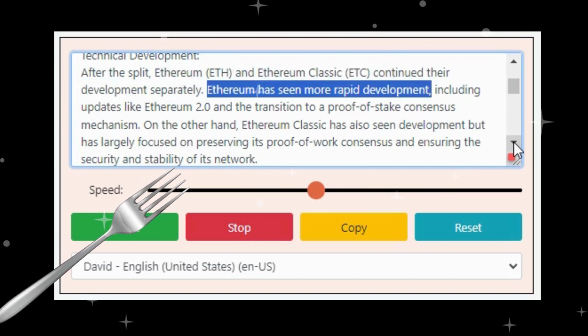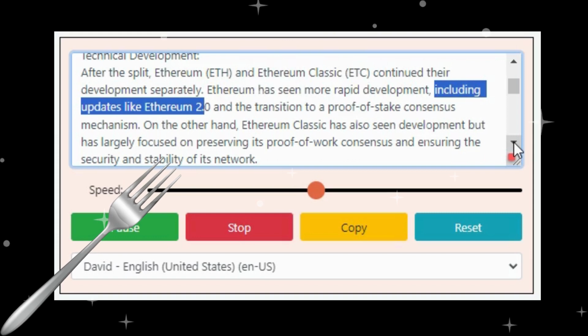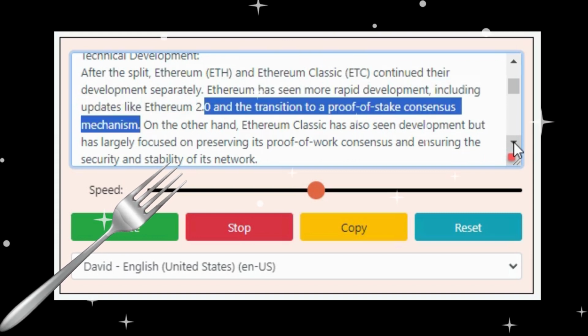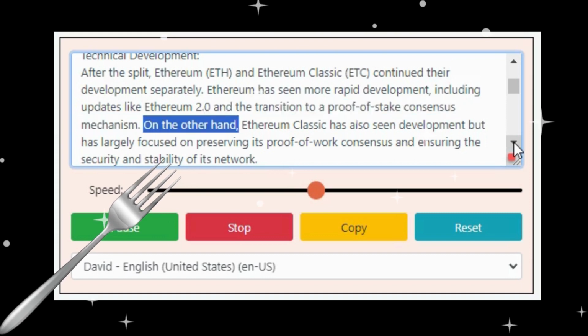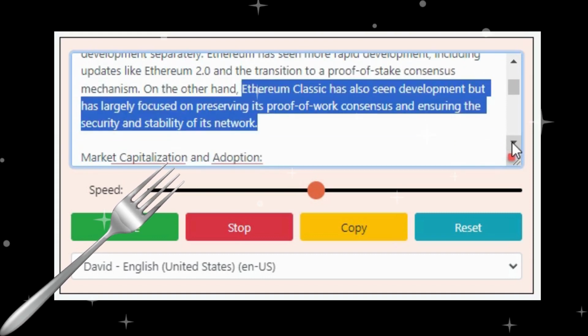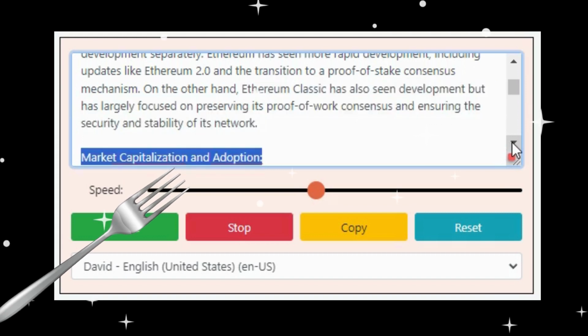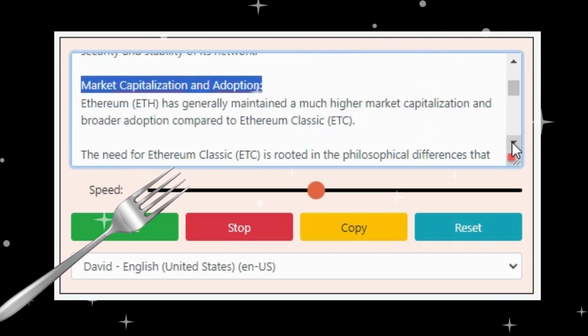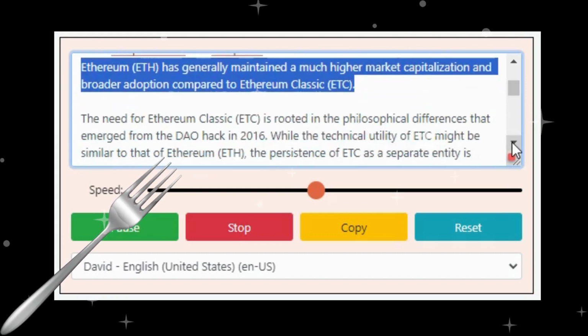Technical development. After the split, Ethereum, ETH, and Ethereum Classic, ETC, continued their development separately. Ethereum has seen more rapid development, including updates like Ethereum 2.0 and the transition to a proof-of-stake consensus mechanism. On the other hand, Ethereum Classic has also seen development but has largely focused on preserving its proof-of-work consensus and ensuring the security and stability of its network.